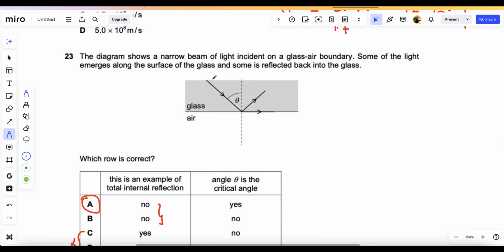When a ray of light is coming from an optically denser medium into a less dense medium, the angle of incidence for which some of the ray will be refracted along the boundary between the glass and air is called the critical angle. The angle of incidence, what you call the incident angle, for which the refracted ray will move at the boundary, will be 90 degrees to the normal. Because if you draw this angle, it will be 90 degrees to the normal. This is the normal line. For which the refracted ray is 90 degrees to the normal, this angle of incidence is called the critical angle. So A is the answer.